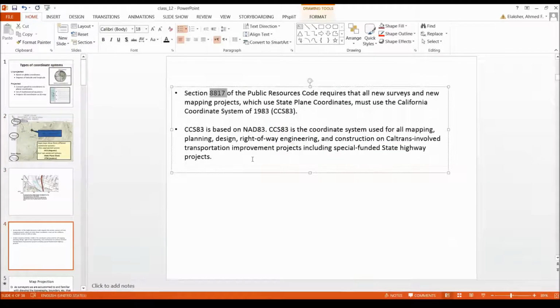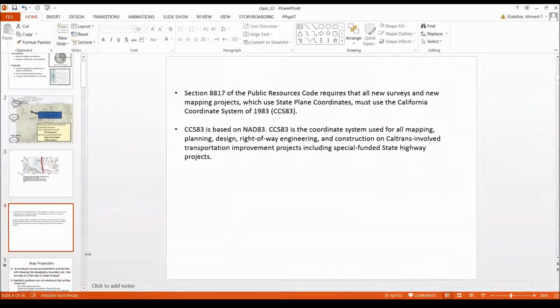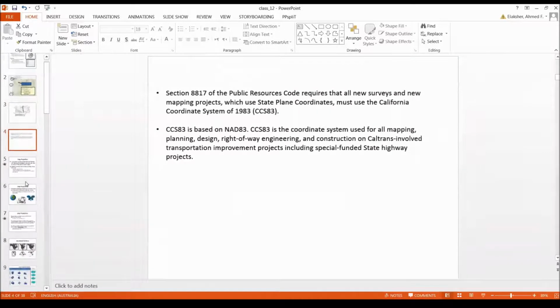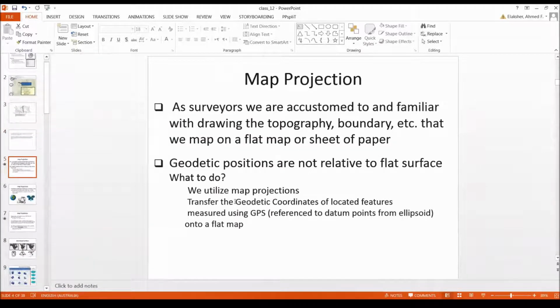that the Public Resource Code, and in different states, you find this in the statutes, you find it in the Public Resource Codes, you find it in different places. They mandate certain coordinate systems to be used. Okay, what is map projection? And why is map projection important?